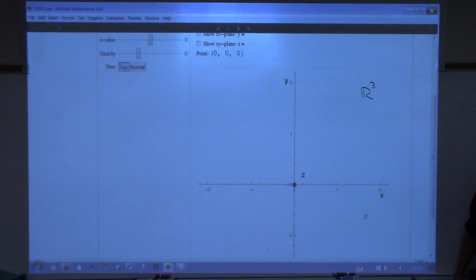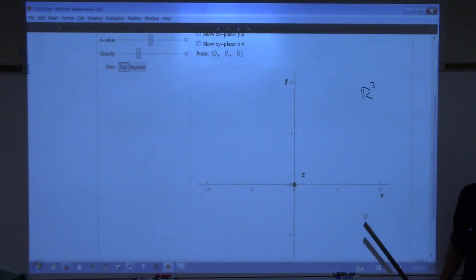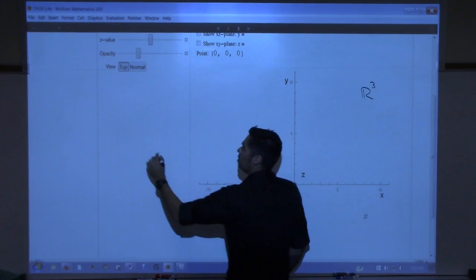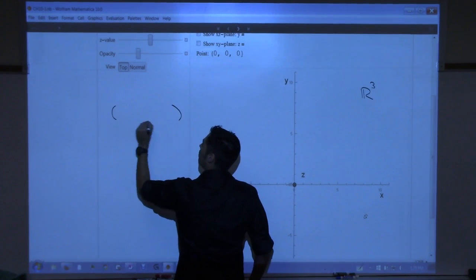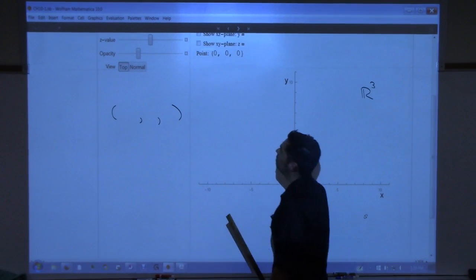So when we have a point in R3, it's not going to be an ordered pair. We're going to call it something else. Anyone know what we call it?